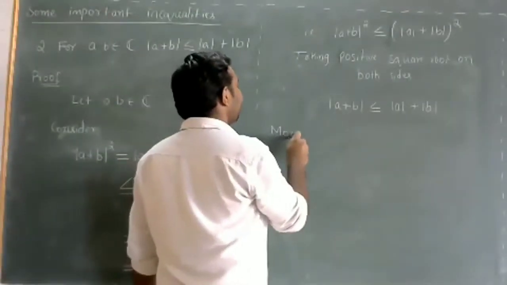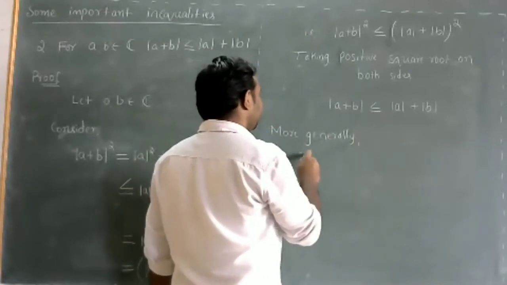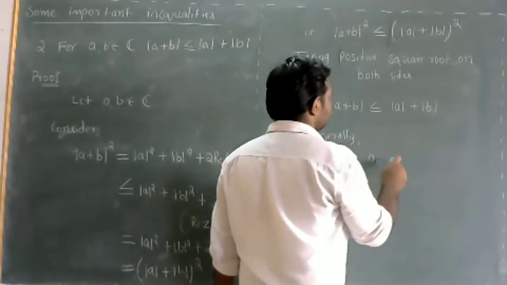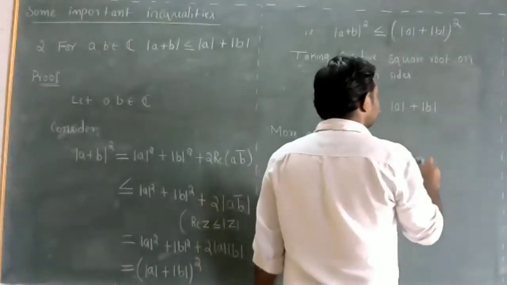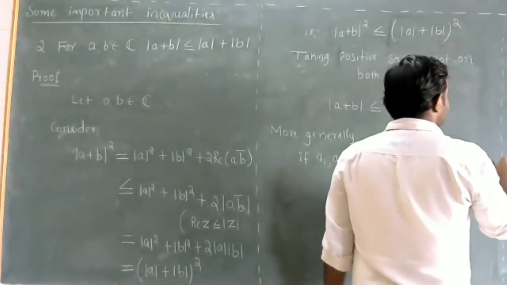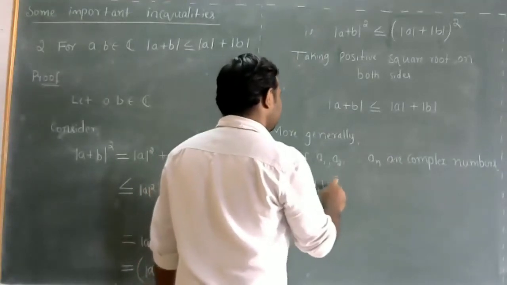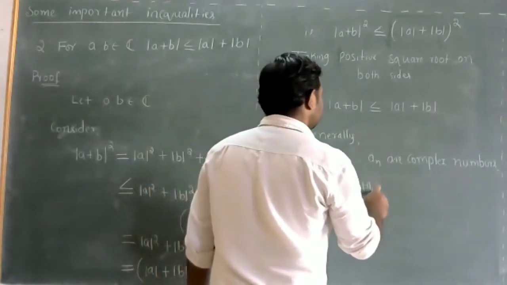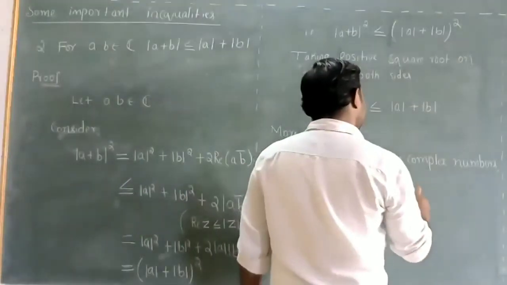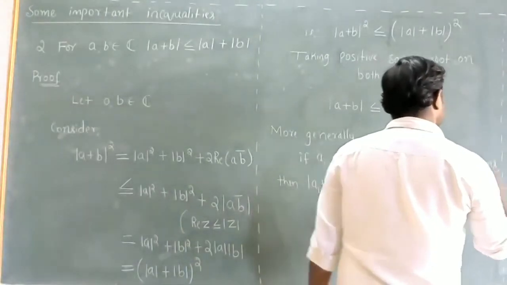So more generally, if A1, A2, ..., AN are complex numbers, then modulus of A1 plus A2 plus so on plus AN is always less than or equal to modulus of A1 plus modulus of A2 plus so on plus modulus of AN.